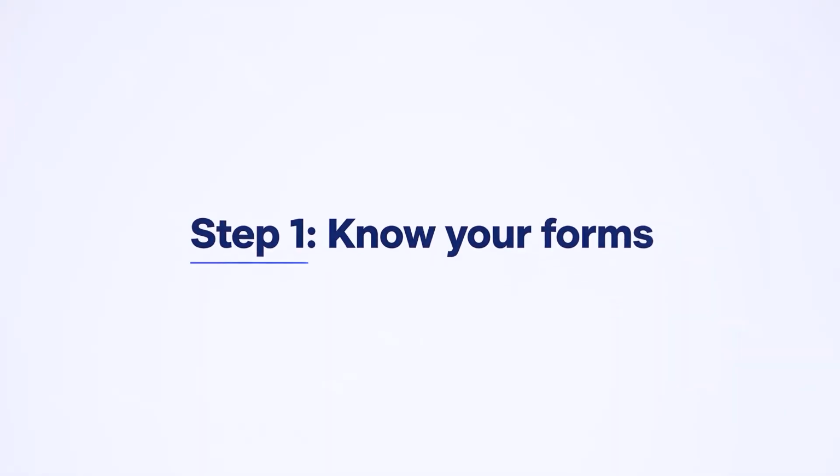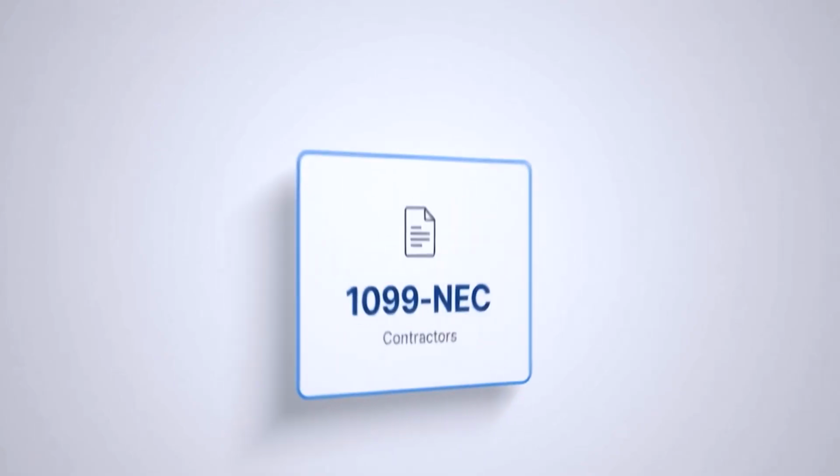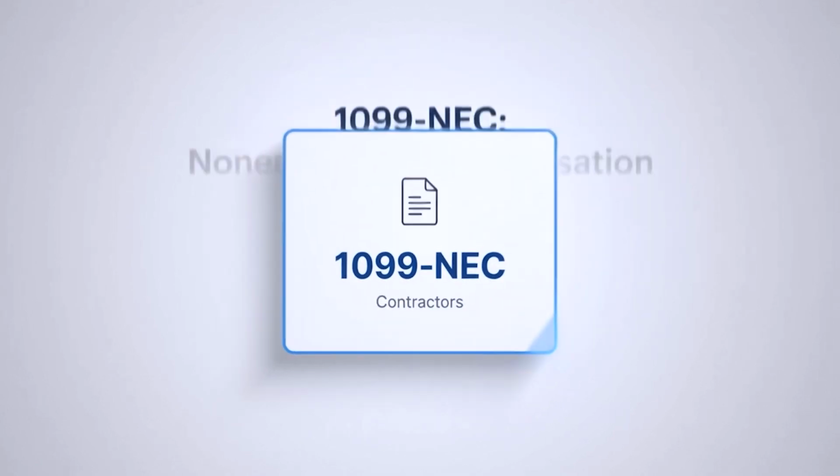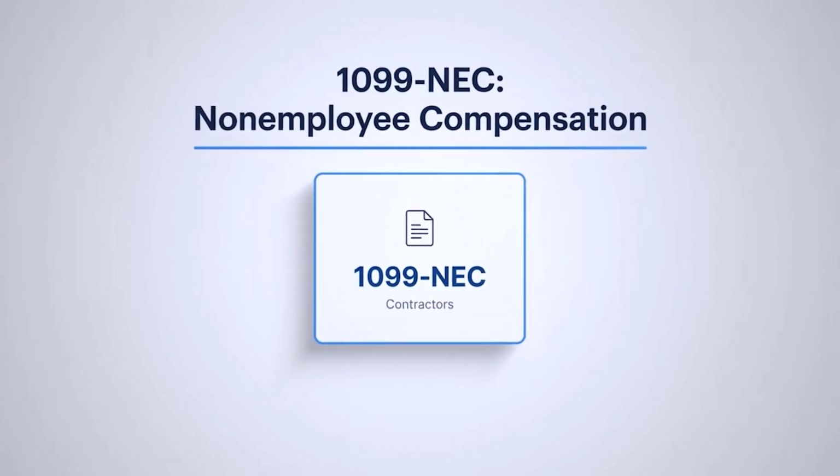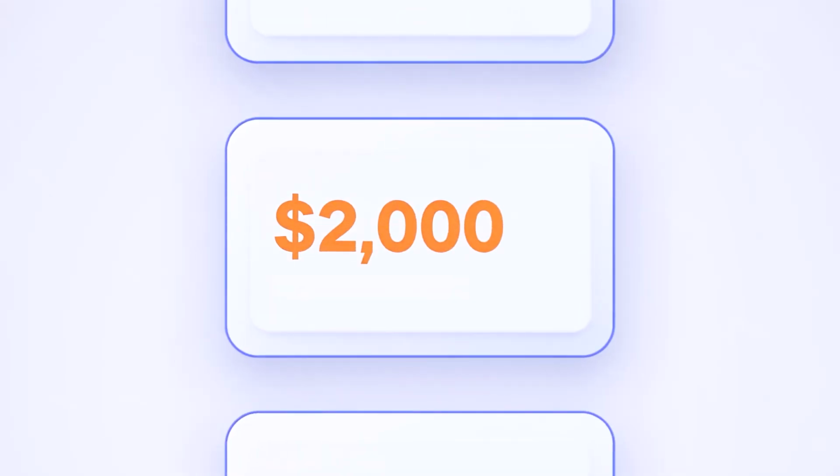Which forms do you actually need? Step 1. Know your forms. First, figure out which 1099 forms apply to your business. Here are the big ones. Form 1099-NEC. This is for non-employee compensation. If you paid a contractor or freelancer, this is your form. The reporting threshold just jumped from $600 to $2,000 for payments made in 2026.